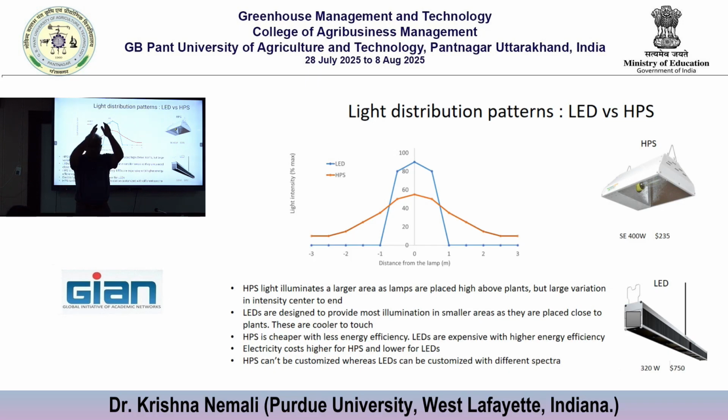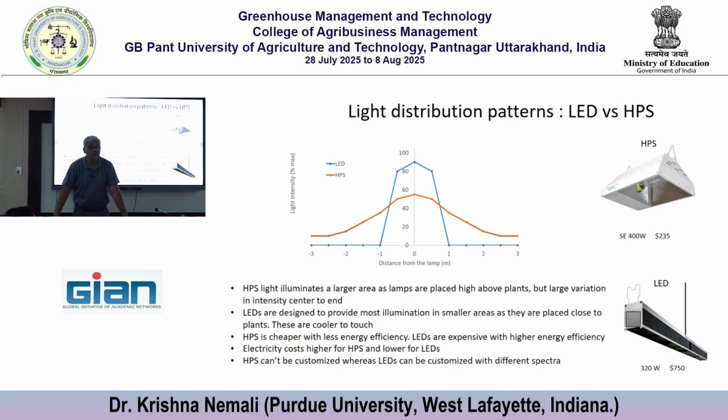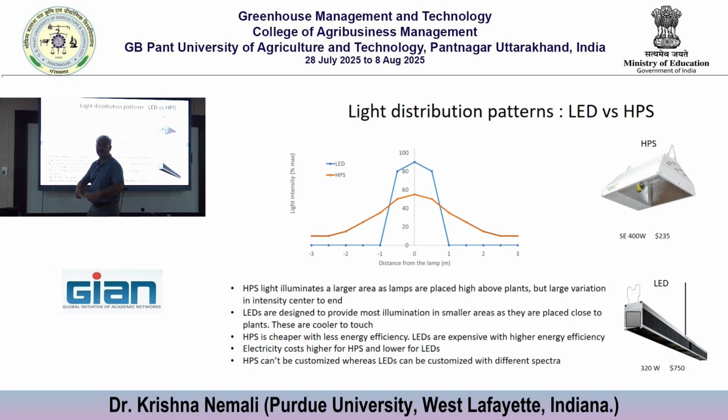If you are illuminating a smaller area, what is the disadvantage of that? Can you think of it? So you have an LED bar here and you're illuminating this much area. What does that mean? The number required will be more, right? You need more LED bars. But you need fewer high pressure sodium lamps to illuminate the entire greenhouse.